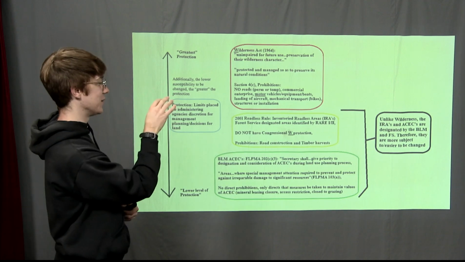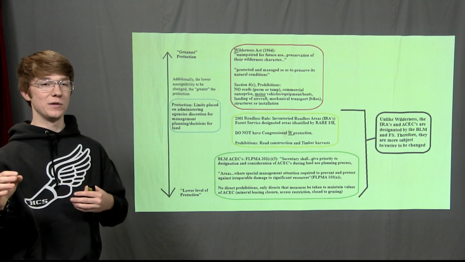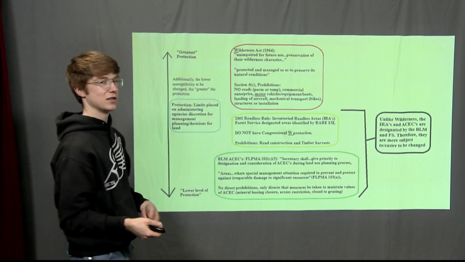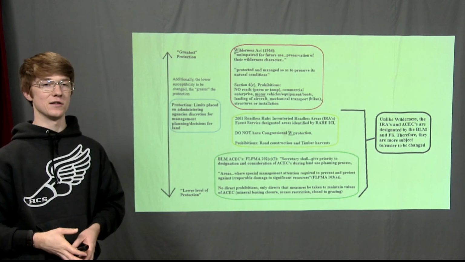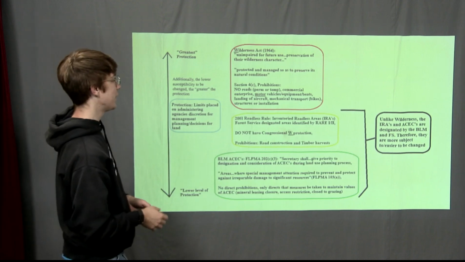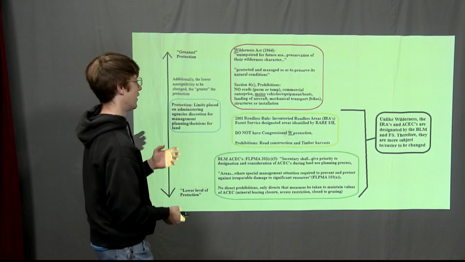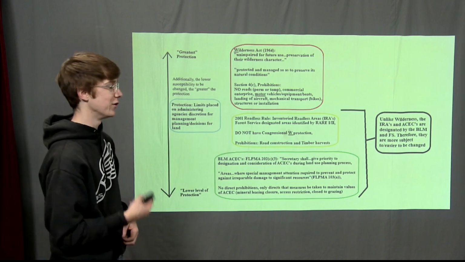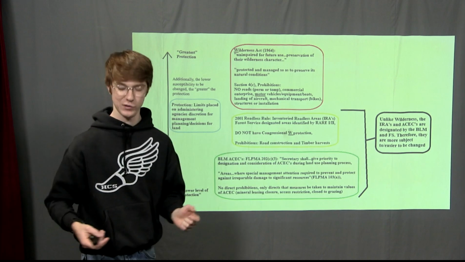And that comes with certain stipulations and prohibitions that we saw, such as road construction and limits on timber harvests and such. But from a designation standpoint, IRAs are designated by the Forest Service. The wilderness areas are designated by Congress.